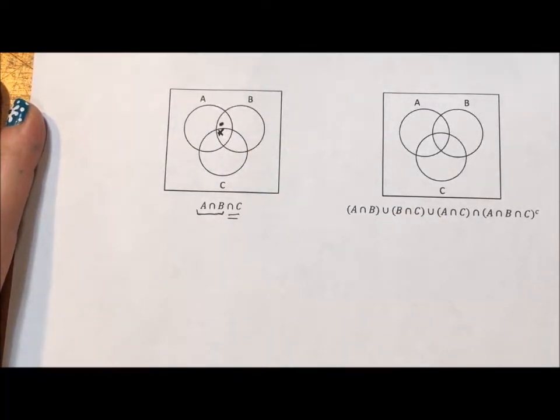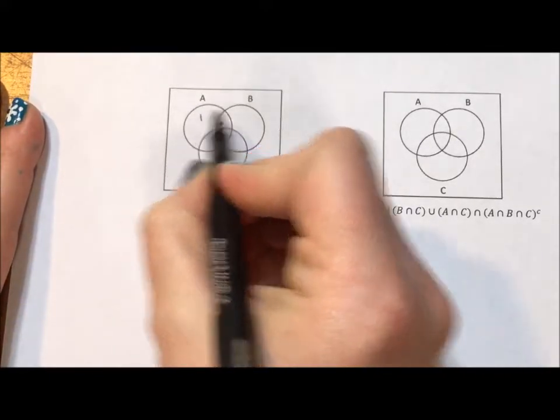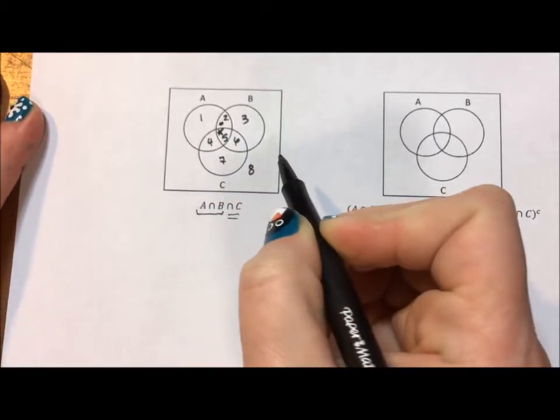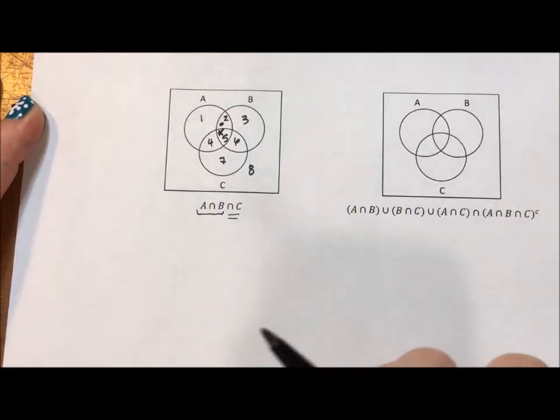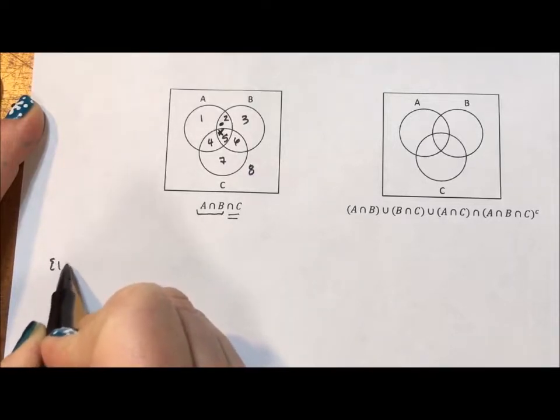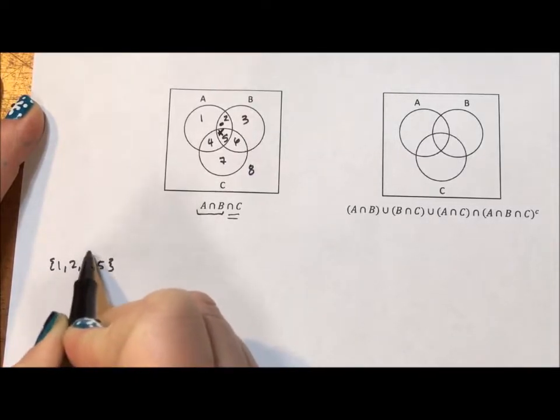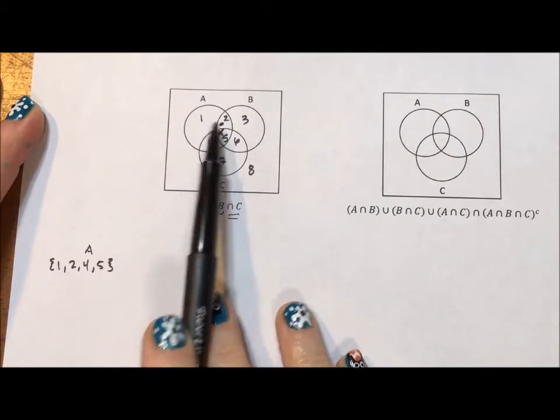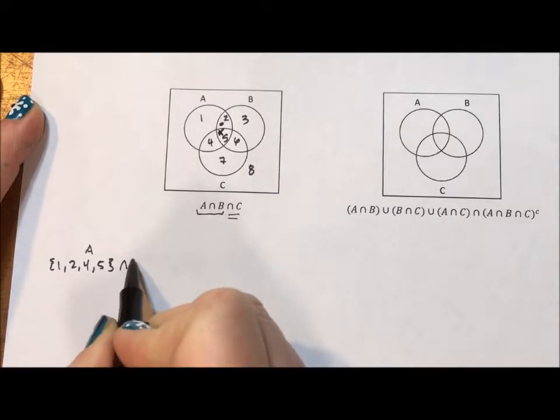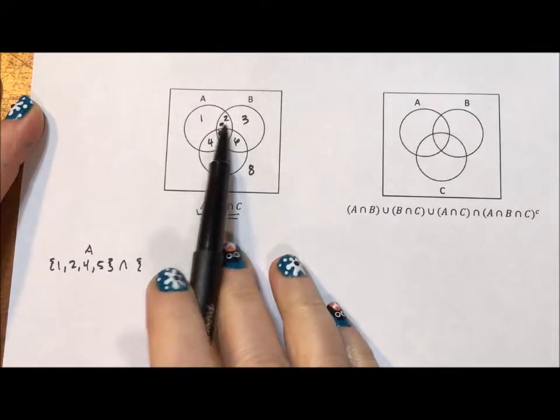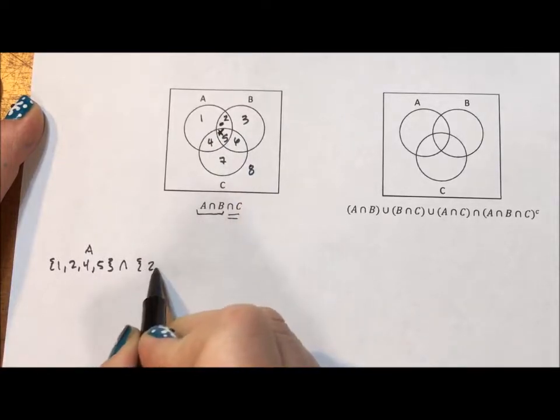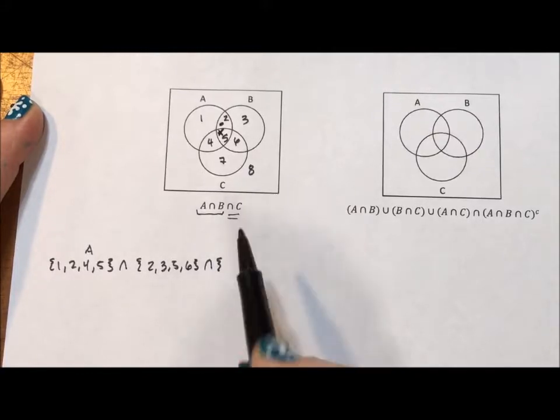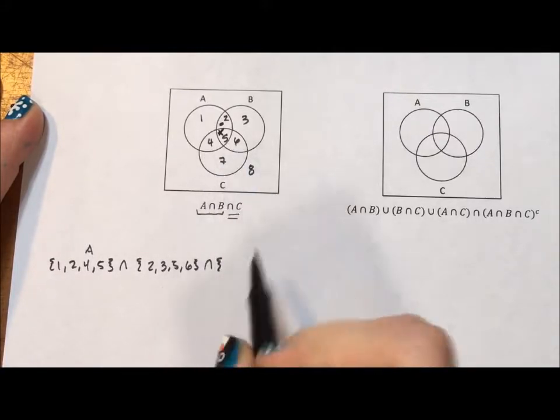But I want to do this a second way. I want to go through and number my regions: 1, 2, 3, 4, 5, 6, 7, 8. And I want to look at this a little more concretely. A is 1, 2, 4, and 5. What I mean by that is that the circle A is made up of regions 1, 2, 4, and 5. I want the intersection of that with B. The regions that make up B are 2, 3, 5, and 6. And then I want the intersection of that with C. The regions that make up C are 4, 5, 6, and 7.